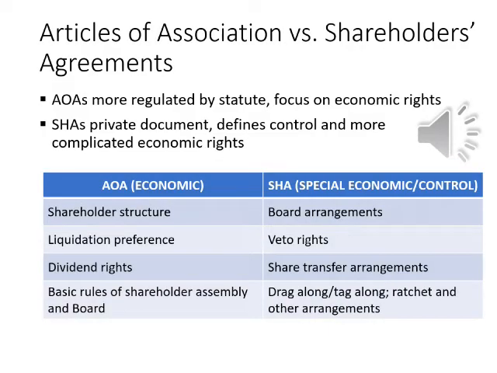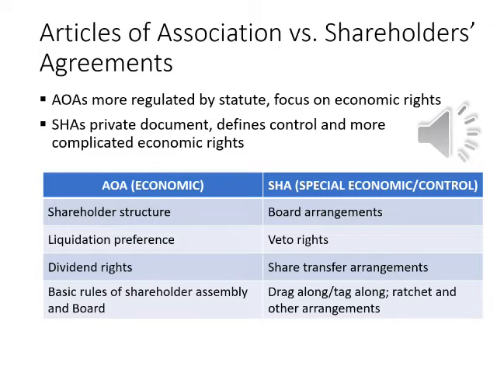As part of any private equity deal, there'll be a shareholders agreement signed typically, as well as eventual modifications in the Articles of Association of the company. Articles of Association are more regulated by statute and will focus more on economic rights. The shareholders agreements are a private document and will define control and more complicated economic rights.